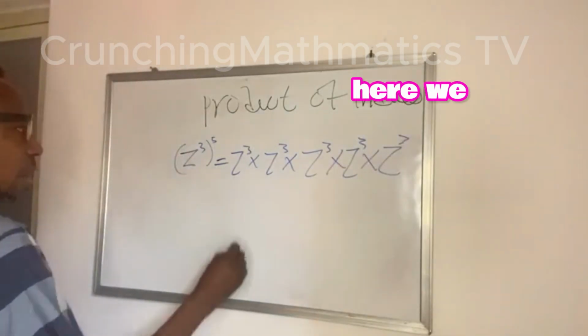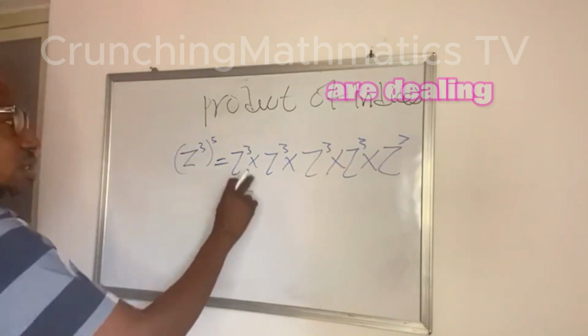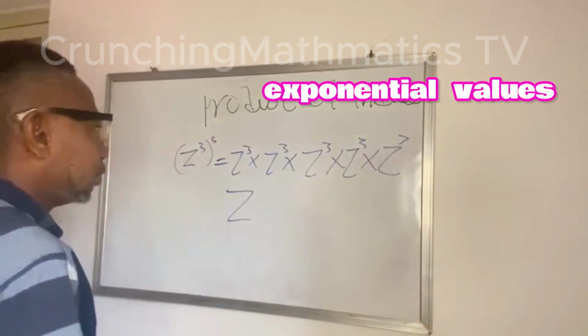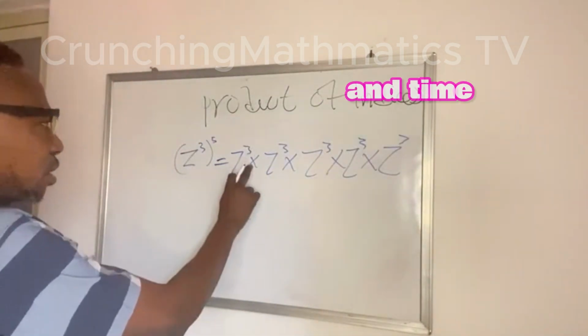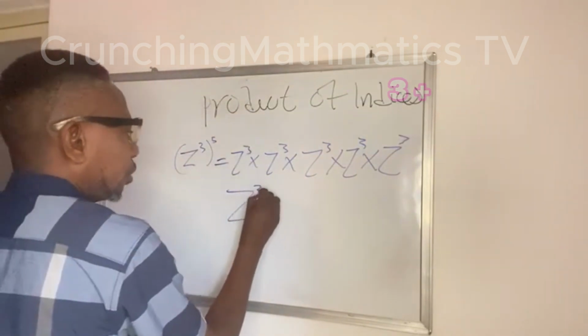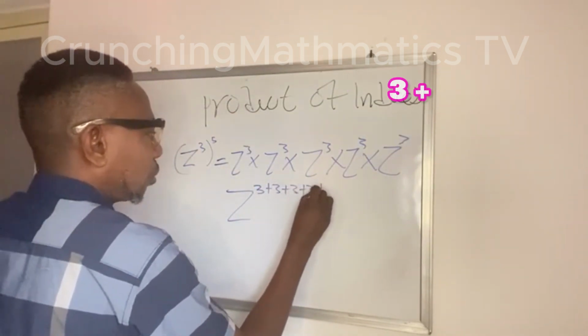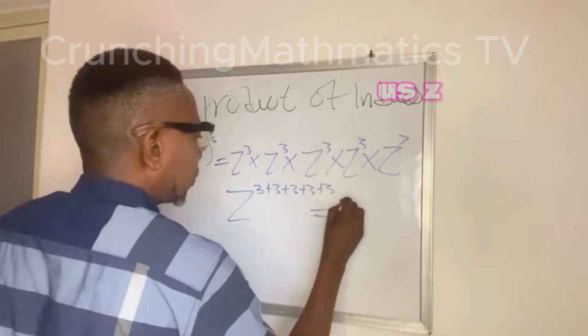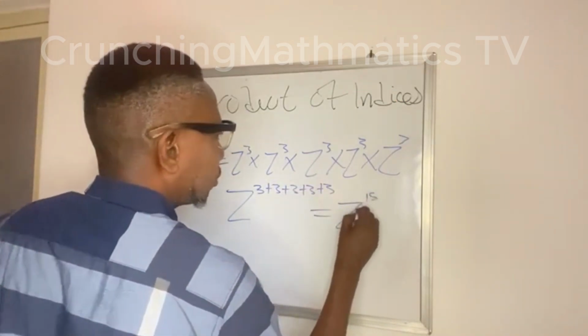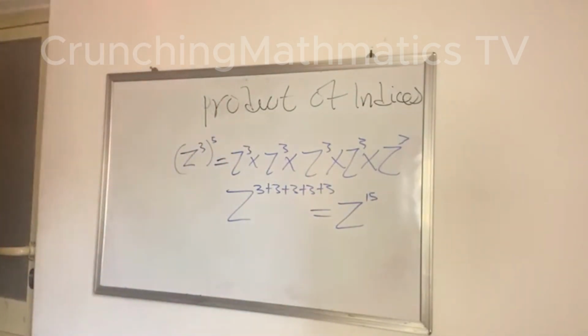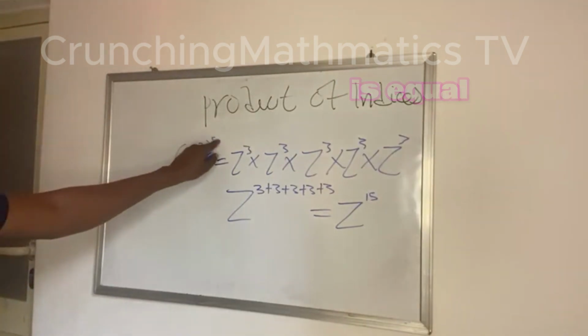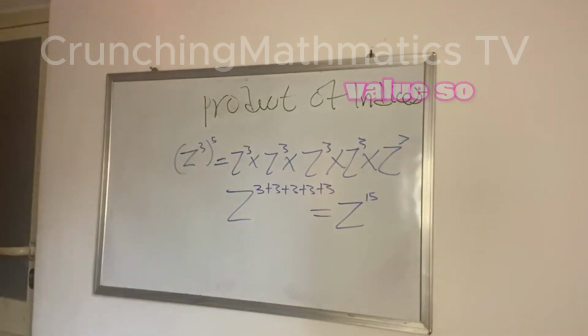So what we have here is a single value of z, because we are dealing with the exponential of values, and the times changes to plus. We have 3 plus 3 plus 3 plus 3 plus 3, which will give us z^15. And if we multiply 3 times 5, it is equal to 15, it will give us the same value.